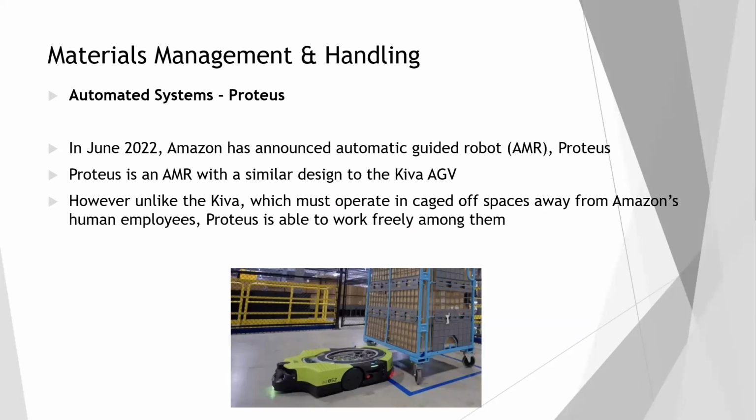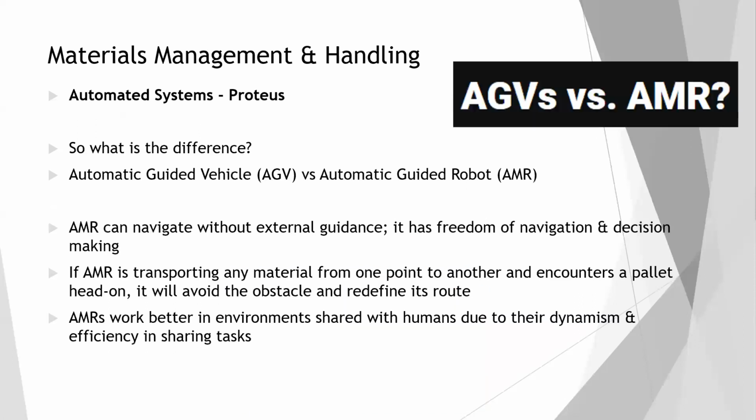However, unlike the Kiva, which has to operate in caged-off spaces away from Amazon's human employees, the Kivas cannot be in the same area when they are operating and moving as people. The Proteus, on the other hand, is able to freely work amongst the humans. So humans and Proteus can work together in the same space.